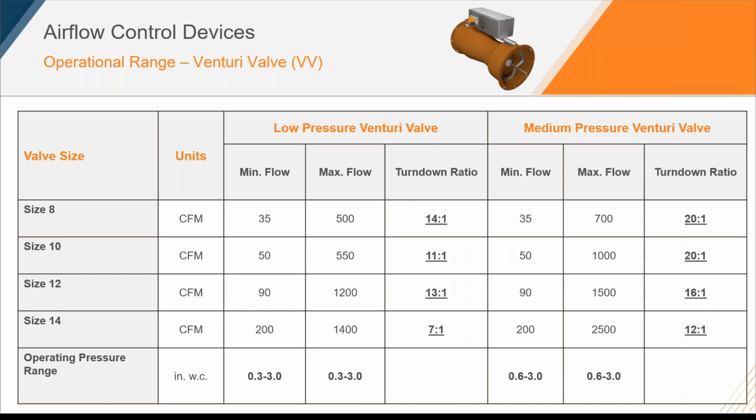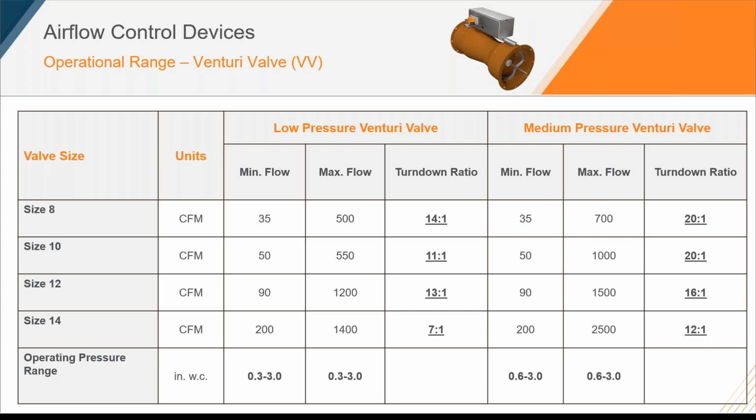So looking at the data a little bit here, we'll first talk about the medium pressure venturi valve, and then we can highlight the low pressure afterwards. So again, typically with the medium pressure venturi valve, you're going to see the highest turn down ratio available. But again, the requirement, in order to maintain that 5% accuracy, is that we have to ensure we're meeting the operating pressure range of that valve.